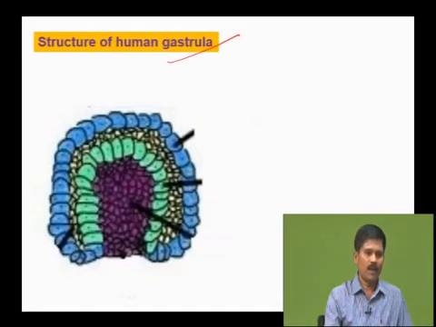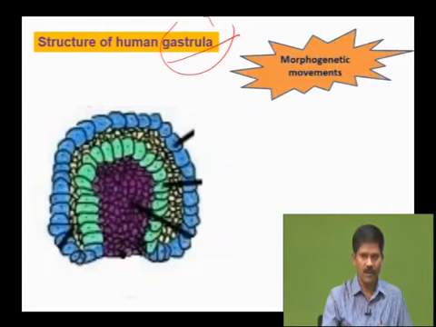Now, blastula or blastocyst undergoes further development into gastrula. The process of formation of gastrula is called gastrulation. Gastrulation involves the movement of blastomeres in different directions according to their fate, because blastomeres help in the formation of particular organs or organ systems. The movement of blastomeres in different directions according to their fate is collectively called morphogenetic movements.